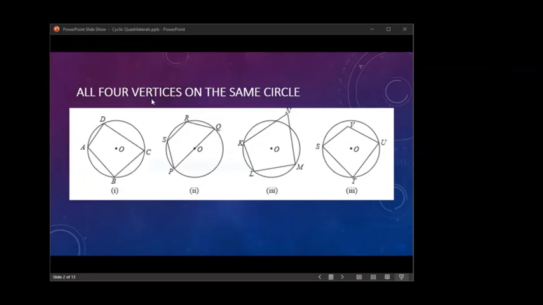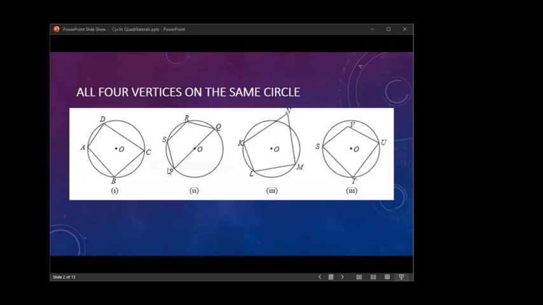If you look at the first diagram, the A, B, C, D points lie on the same circle. So that quadrilateral is known as a cyclic quadrilateral. That's the only condition. To be a cyclic quadrilateral, all the vertices must lie on the same circle.